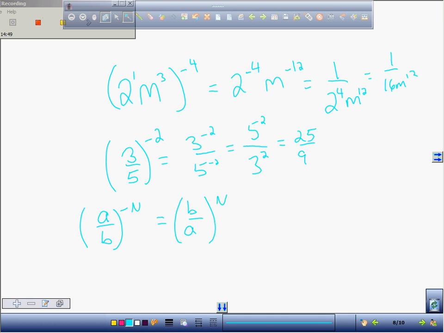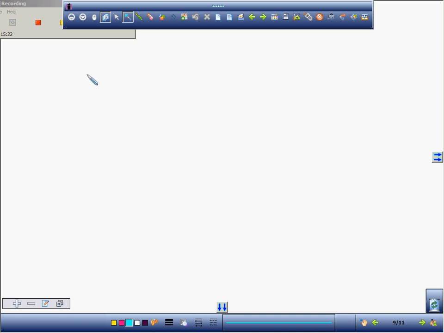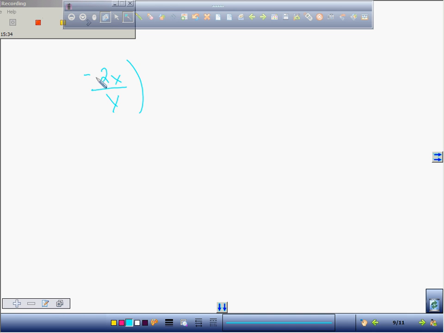Examples, 2 or 3. We still got time. This is why I didn't want to give you a warm-up today. What if I have, oh, here's the super, should we do the hard one? I think we should. 2 examples, and then I'll be done. Negative 2x over y raised to the negative 4. I'm just going to do this one, then I'll ask you guys to do it.